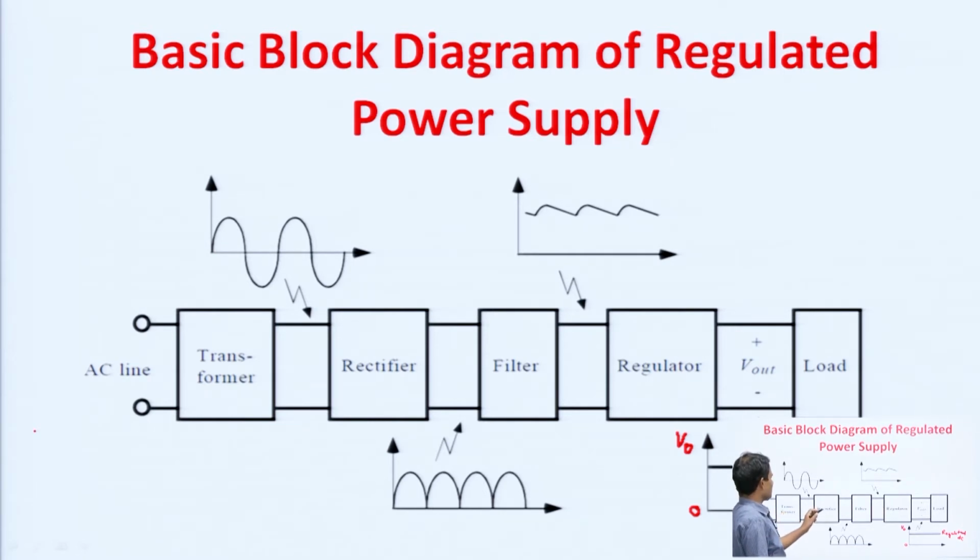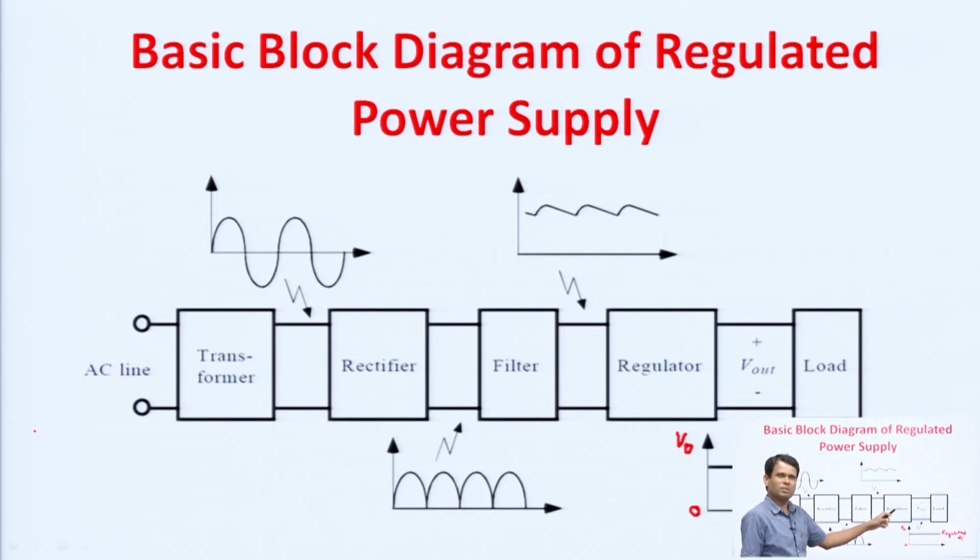Then after the step down transformer we use a rectifier. Generally the rectifier is a bridge type full wave rectifier. The filter consists of passive components like inductor or capacitor. Inductor is connected in series and capacitor is connected in parallel. There are various types of filter, and the filter converts the pulsated DC into constant DC, and then this is the regulator.